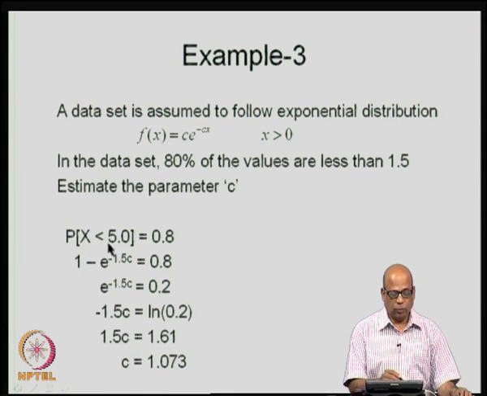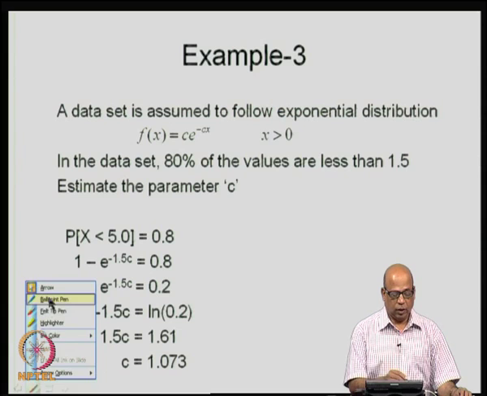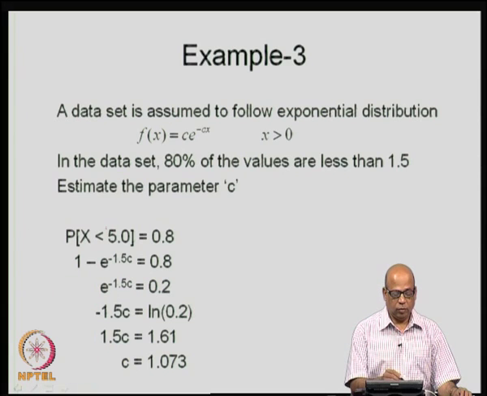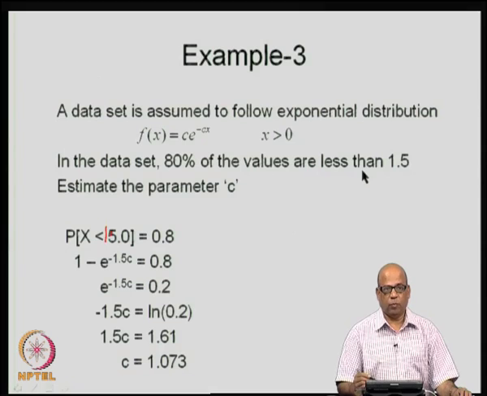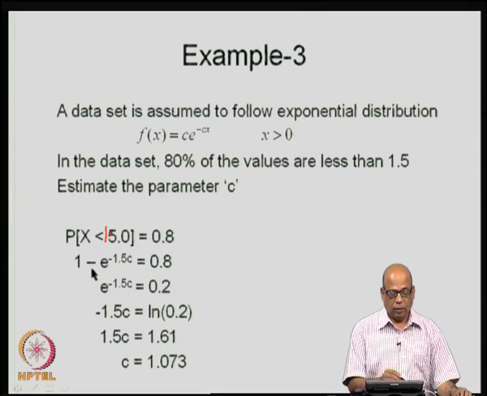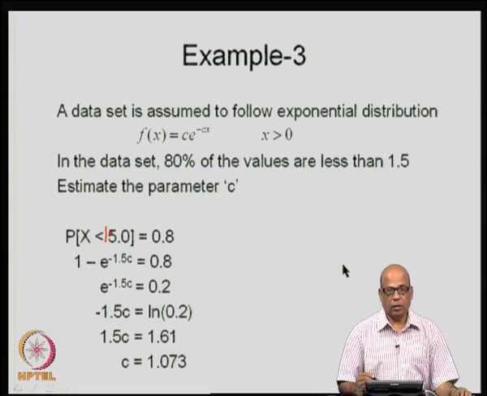So, the probability of x being less than or equal to 1.5 is given as 80%. Here we are saying this should have been 1.5. The probability of x being less than or equal to 1.5 is 0.8, because 80% of the values are less than 1.5. Then from this we write F of x, the capital F of x for the exponential distribution.